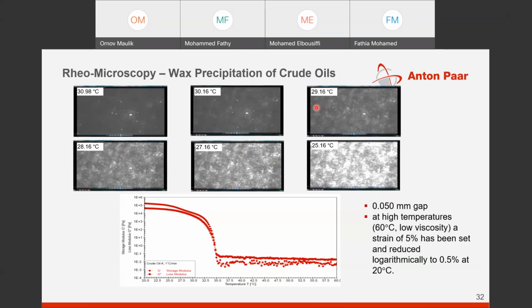But you can see over here at 25, if I go to 25, the crude oil completely behaves as a solid material or viscoelastic solid. Now, this whole experiment is basically done under the LVE range. So it is really very important to define the linear viscoelastic limit of any particular material before testing it, before doing a temperature dependent study or time dependent study.